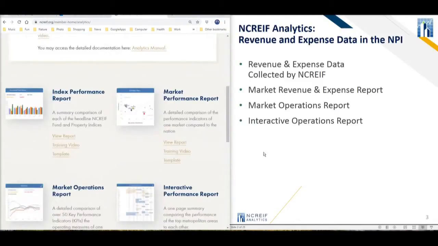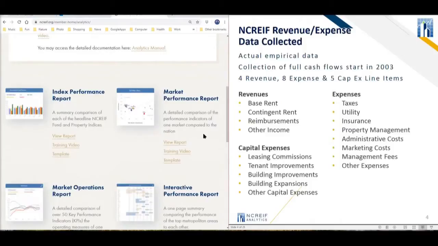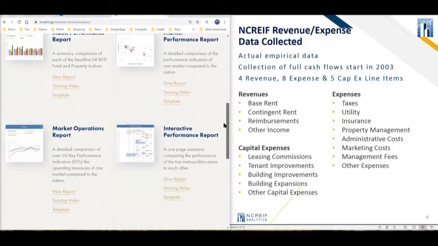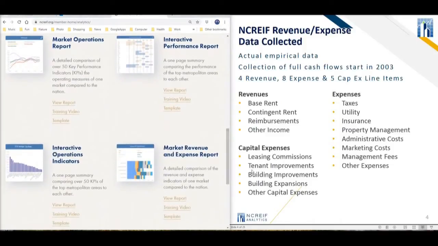Since 2003, NCREIF has been collecting an incredible wealth of information on the cash flows of properties submitted as part of the NPI. In today's on-demand module, we'll discuss the revenue and expense categories in the property cash flow.